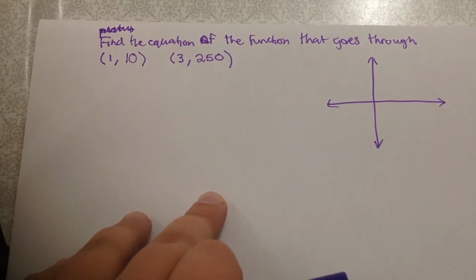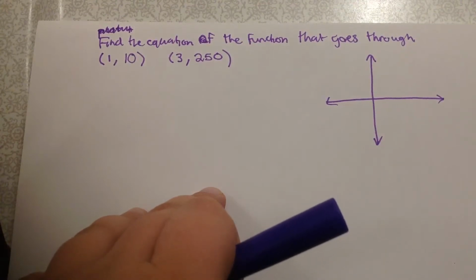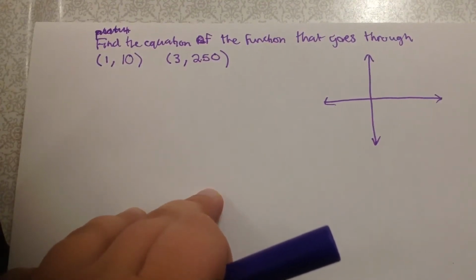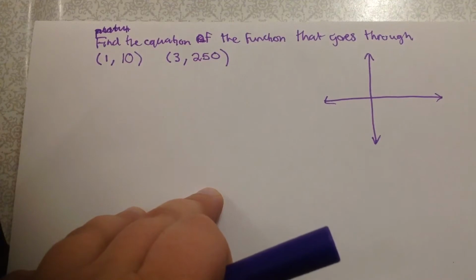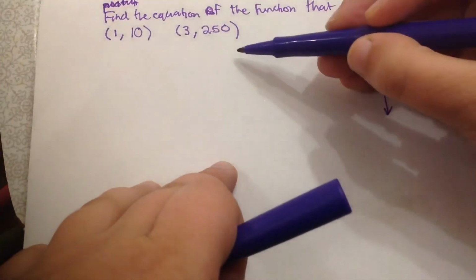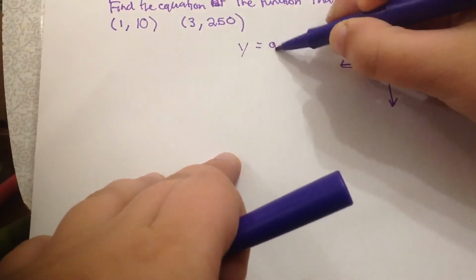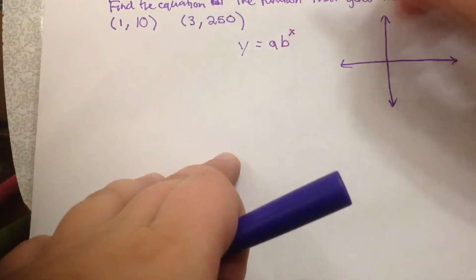Okay, year 10s, part 2. Now we want to find the equation of the function that goes through these 2 points, and we will be told in the question that we are looking for an exponential function. So just to remind you, an exponential function formula looks like this. We have y equals a times b to the exponent x.